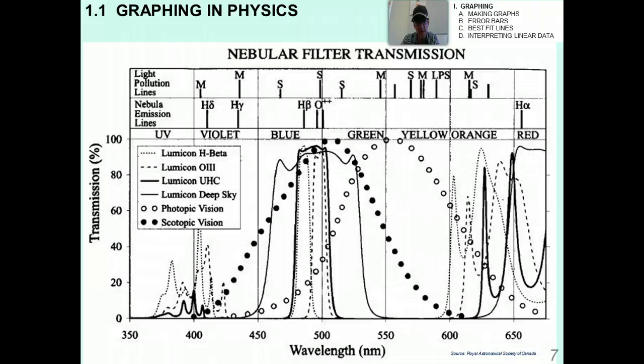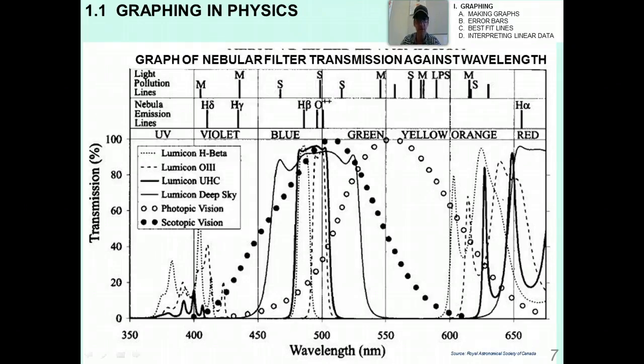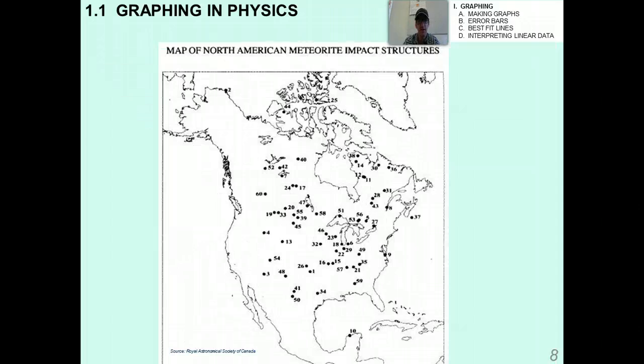Okay, and here's one that looks pretty complicated. This was a messy graph, and sometimes even astrophysicists don't make graphs that are really the kind of graphs that we would want to make in IB physics. This is their title, Nebular Filter Transmission. Really what it is is a graph of nebular filter transmission against wavelength. Okay, pretty interesting stuff.